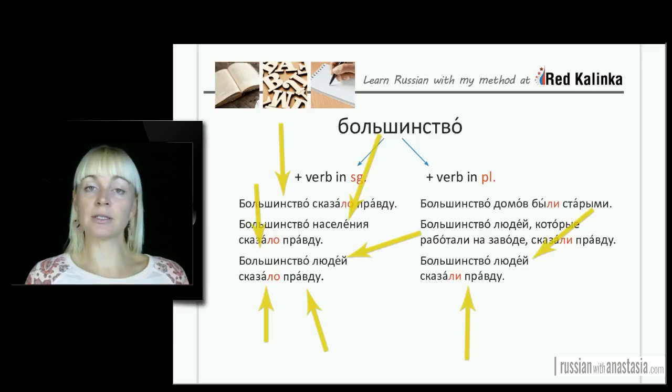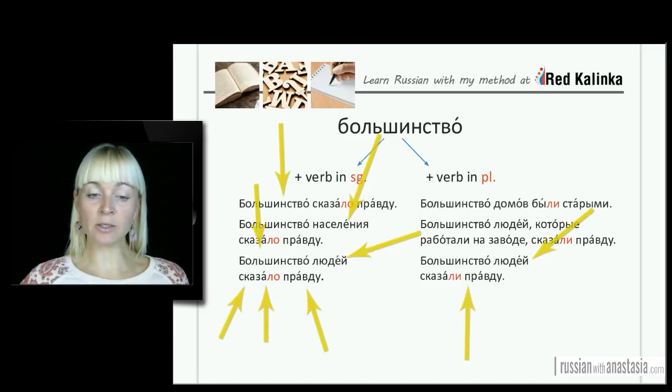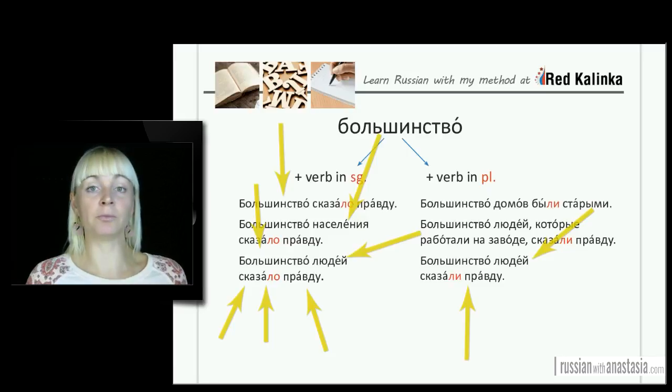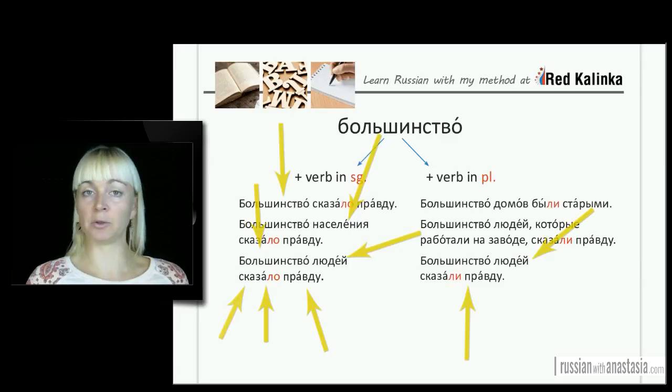Besides, using the verb in plural adds a special meaning, an additional meaning. It means that those people told the truth separately, not as a group. Each of them told the truth. When you use the verb in singular, you give this additional meaning of people acting as a group. So the majority of people told the truth. Maybe they were all in the same room, or they acted like a group. This is when we use the verb in singular.